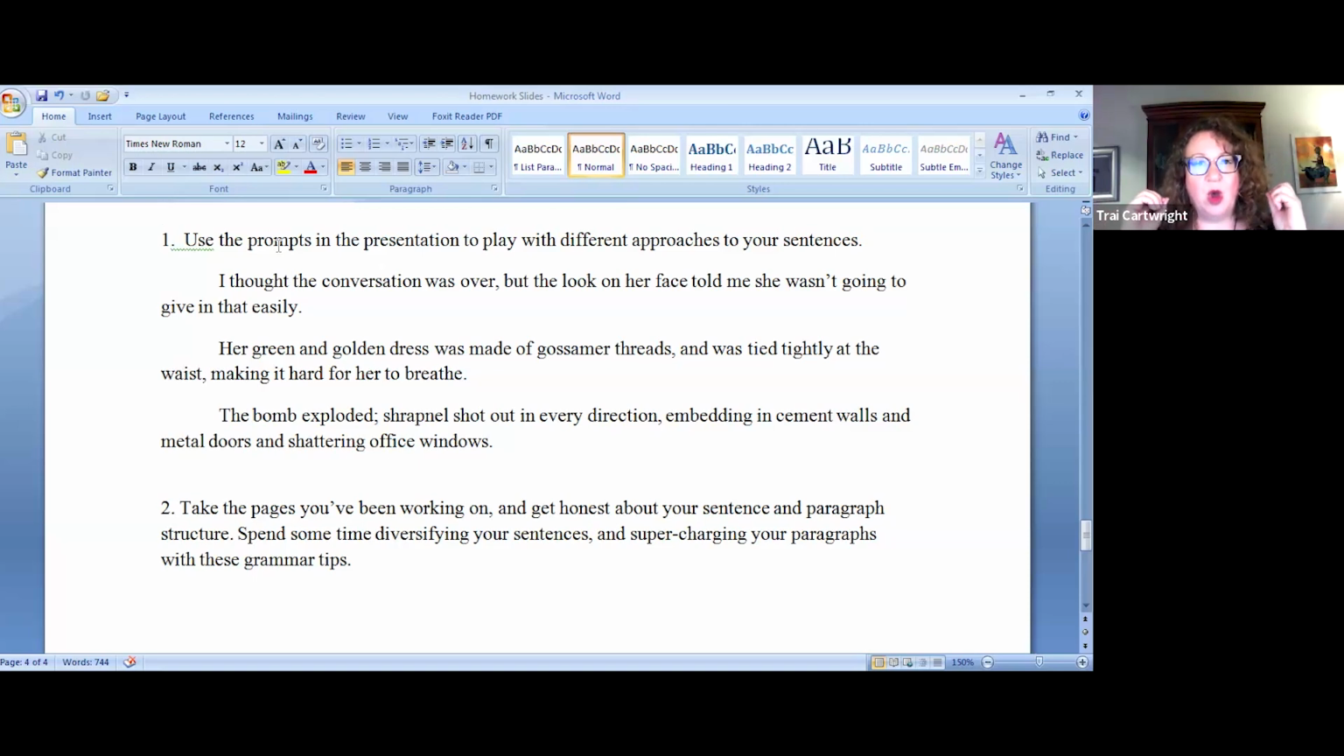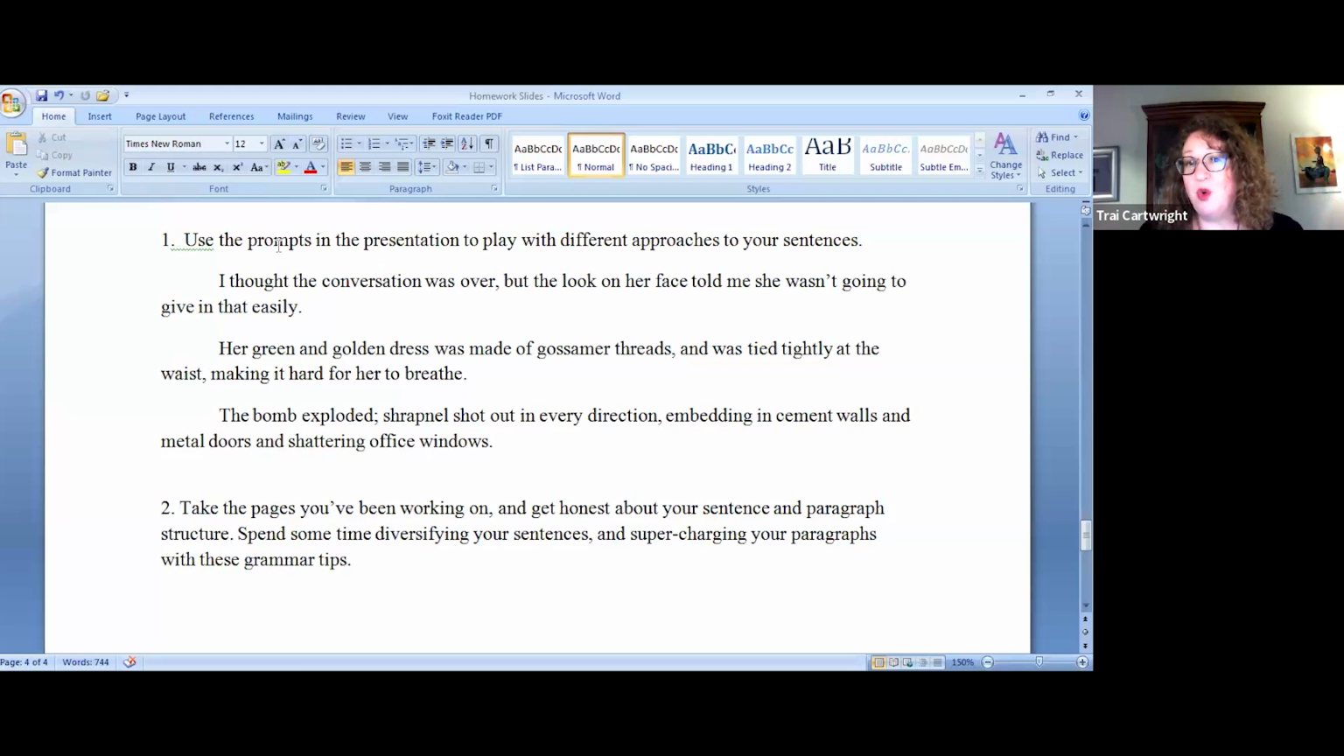All right, so homework based on today's very simple and short task is this. Use the prompts I'm giving here, and play with the different approaches to your sentences. There's seven different approaches in. So take one of these. You don't have to do all of these prompts, or, I don't know, if you're having fun, do use all of these prompts. But here's one prompt. I thought the conversation was over, but the look on her face told me she wasn't going to give in that easily. Find 6 other ways to write that information.